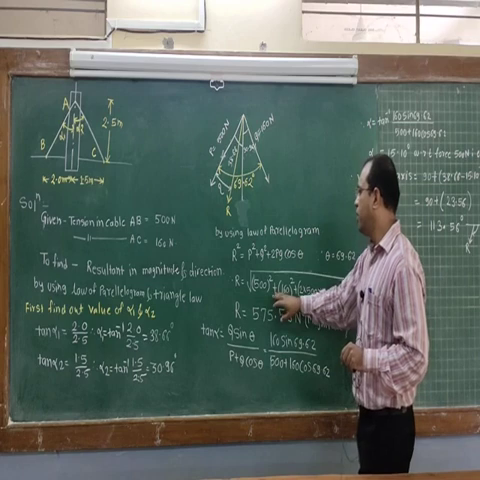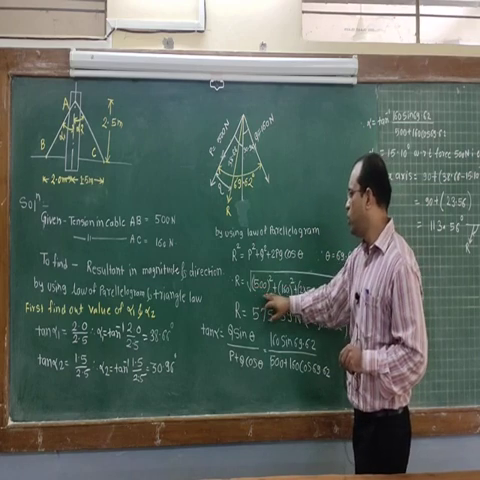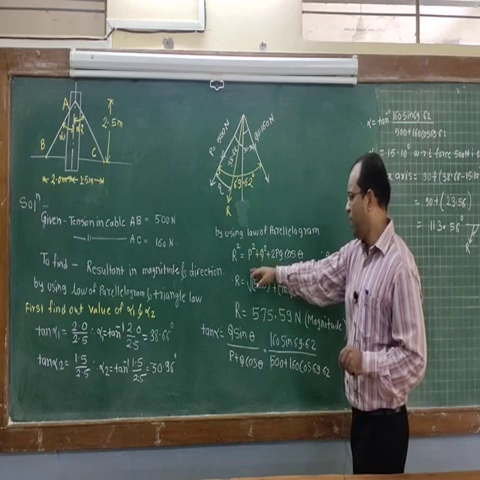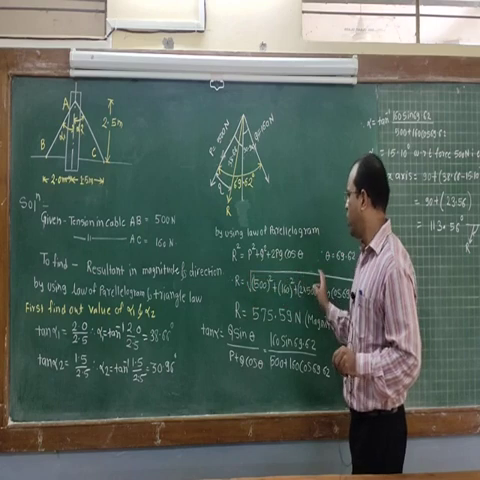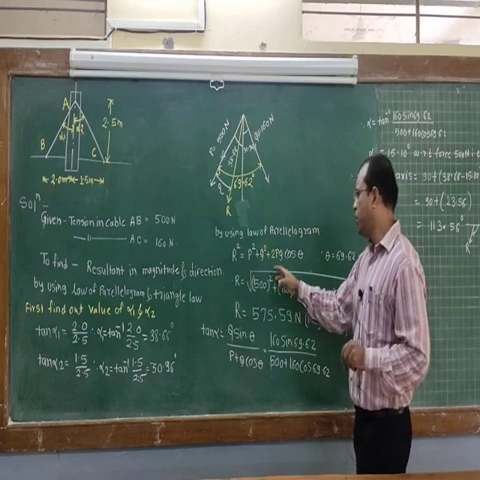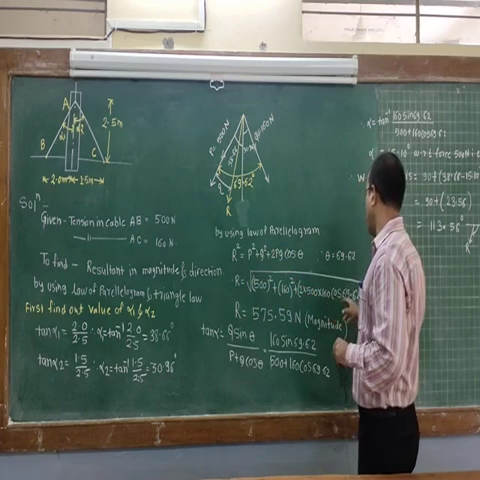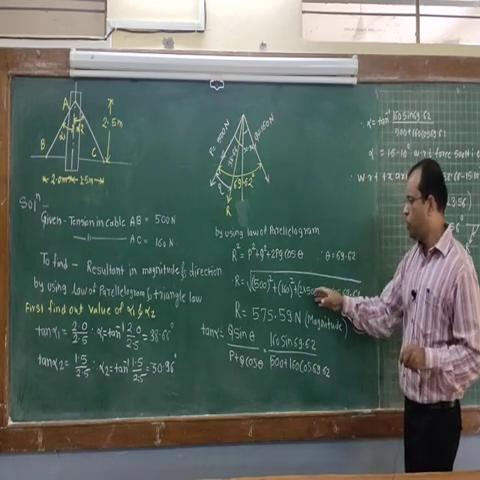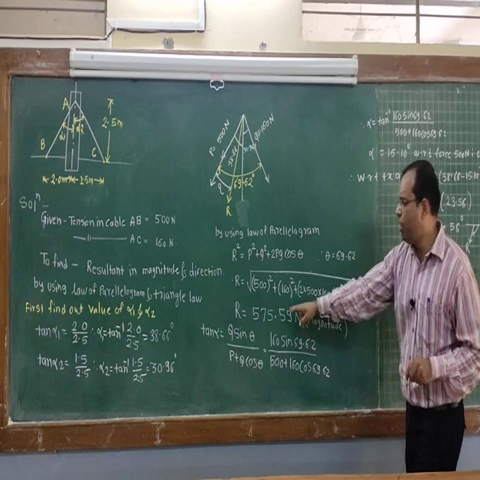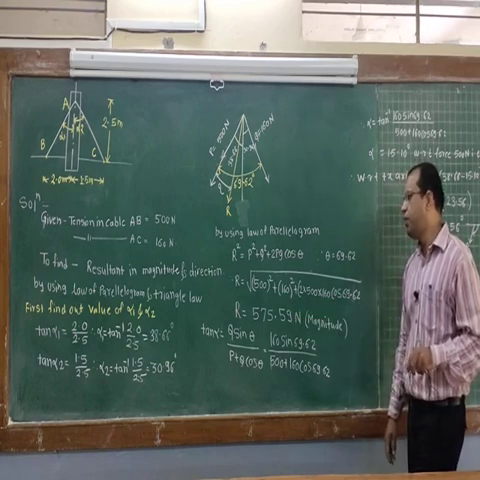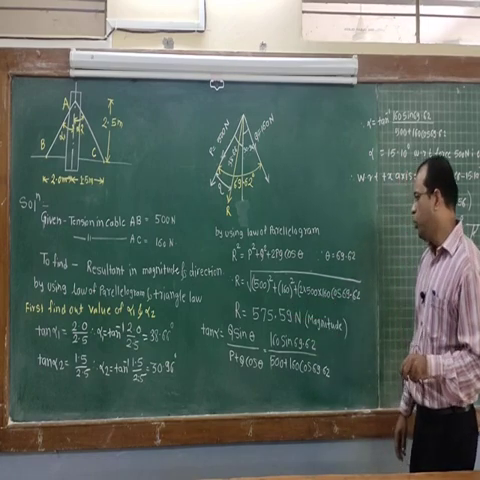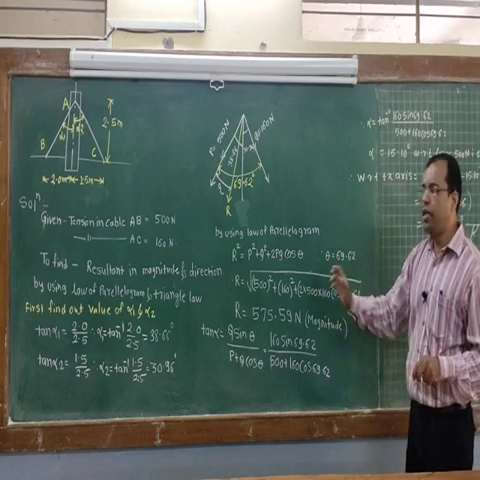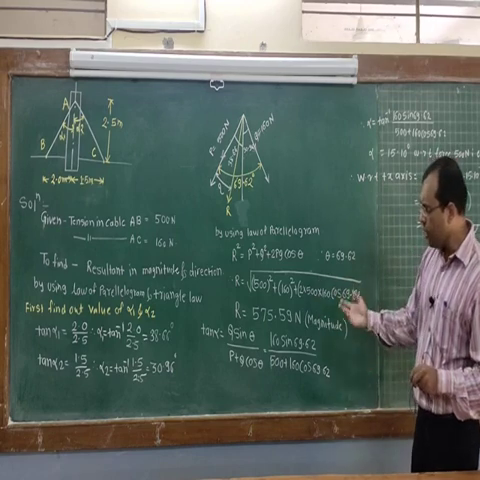So substitute all the values in this equation. In order to find R, I will take the square root of all these terms: P square plus Q square plus twice of PQ cos of theta, that is 69.62. If you substitute all the values, you will get the value of R, that is 575.59 Newton. That is the magnitude of the resultant, now known to us.